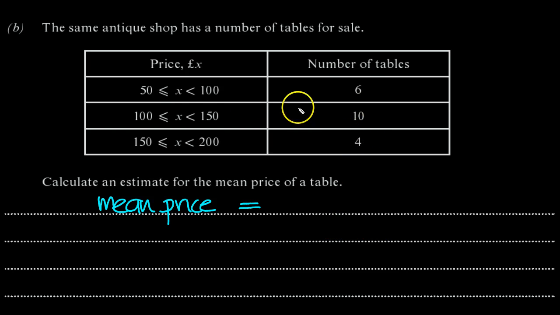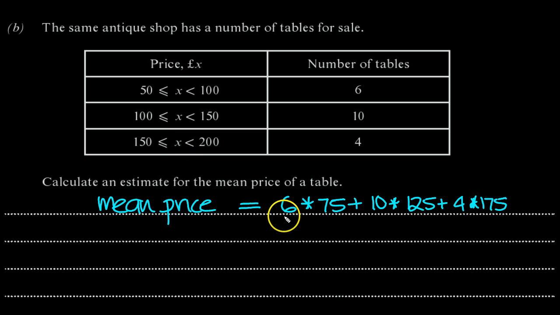So there's 20 tables in total. So there's 6 of them at the midpoint here. The interval midpoint is 75, so it will be 6 times 75 pounds plus 10 at the midpoint here. And the midpoint for this is 125, isn't it? Plus 4 tables, and the midpoint price would be 175, wouldn't it? So there's our total estimate for the cost.